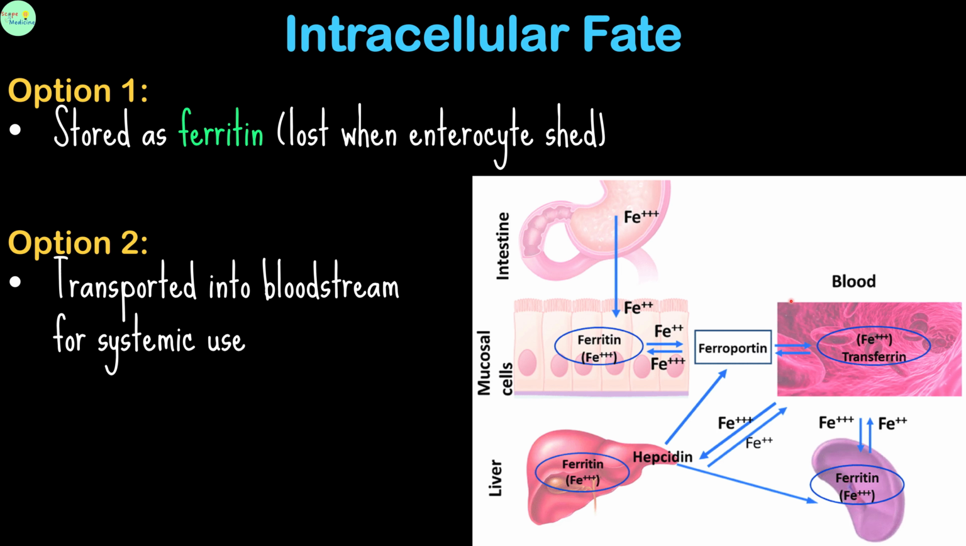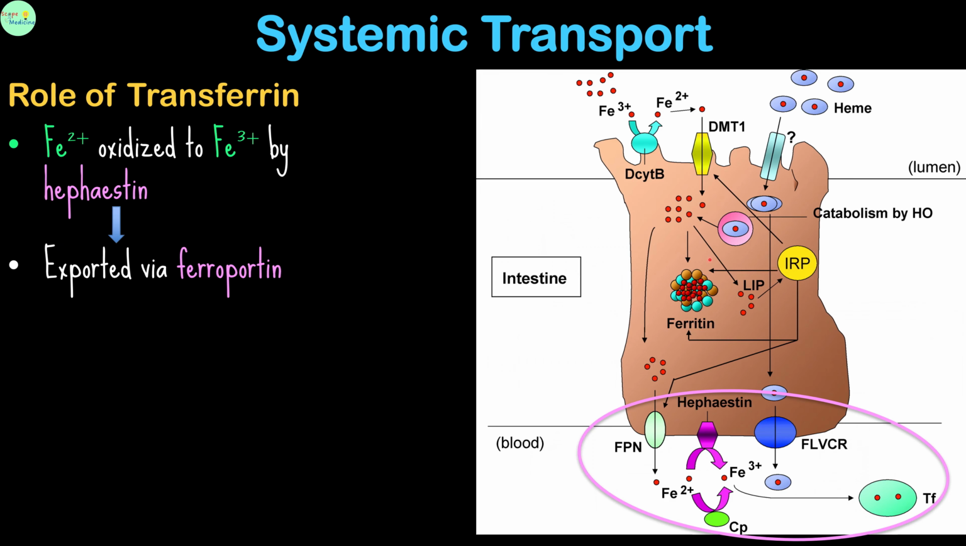The transport of iron into the systemic circulation is a carefully controlled process. Inside the enterocyte, ferrous iron must be oxidized to ferric iron. This is facilitated by the protein hepcidin. The ferric iron is then exported across the basolateral membrane of the cell by the sole iron exporter, a protein named ferroportin. Once in the plasma, ferric iron binds tightly to a transport protein called transferrin.